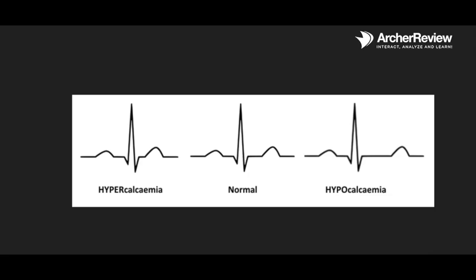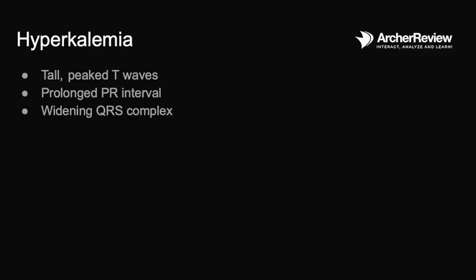So let's move on to our next electrolyte, potassium. There are a few very distinctive EKG changes that occur with hyperkalemia, too much potassium. One of the major side effects of too much potassium is the EKG changes. You will see tall peaked T waves, a prolonged PR interval, and a widening QRS complex. The tall peaked T waves are known to be an NCLEX question because they are so distinguishable. Let's go ahead and take a look at all of these changes with hyperkalemia on an EKG tracing.